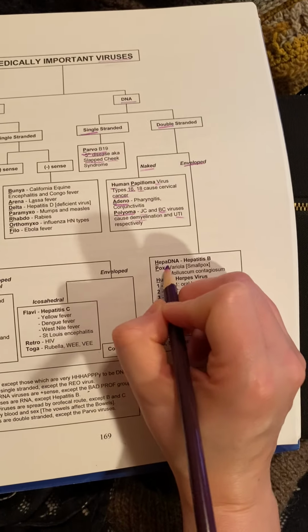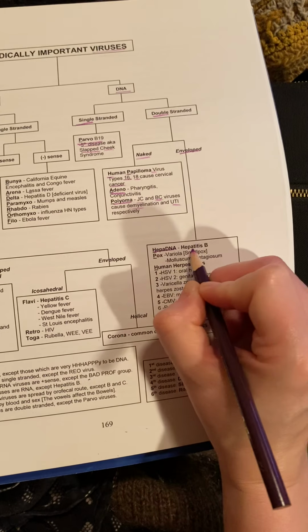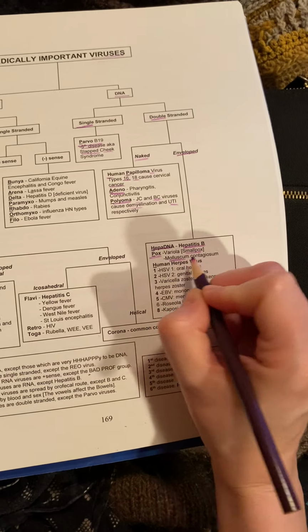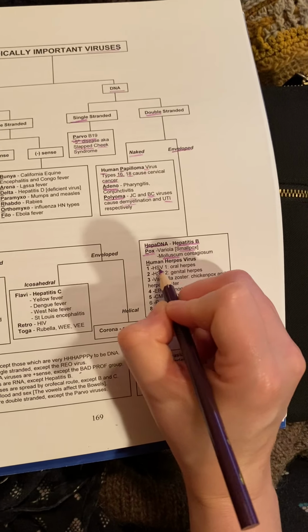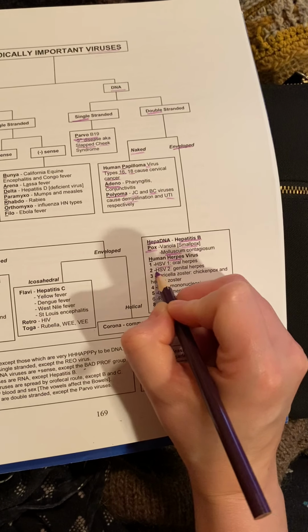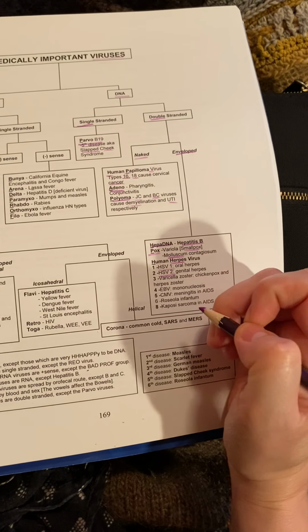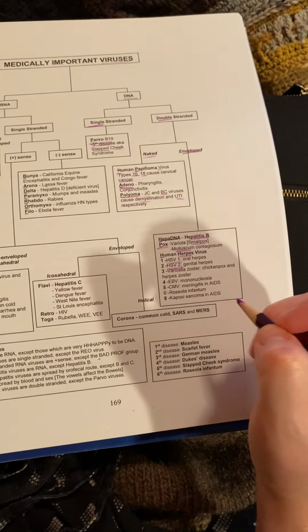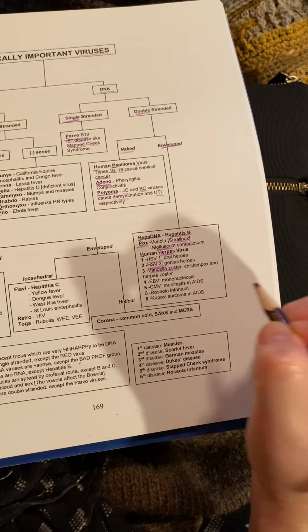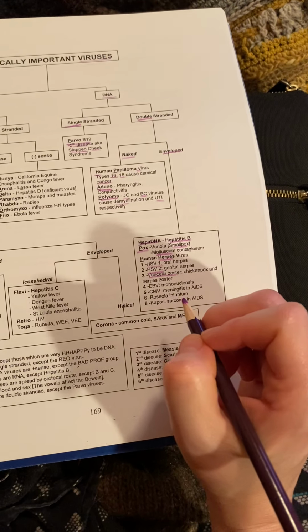We've got hepadna, hepatitis B. Pox, like smallpox and molluscum. Herpes. We've got HSV1 is oral, not anymore. HSV2 is genital, but not anymore, but we have to know it for the test. Varicella zoster, which is chickenpox, and herpes zoster.